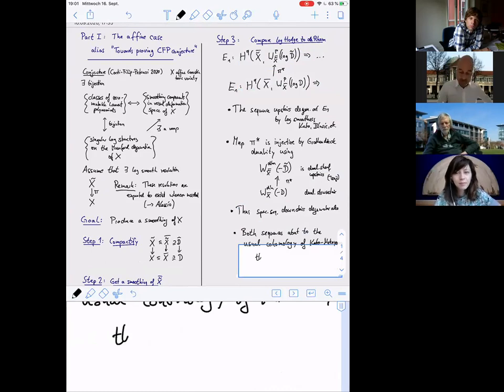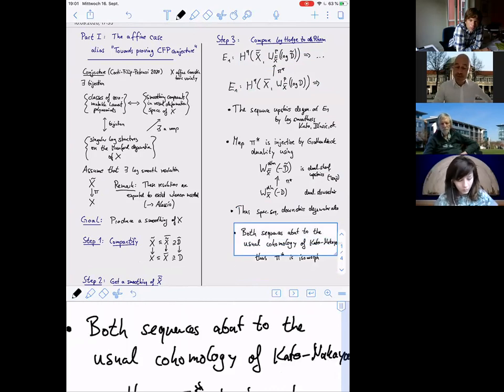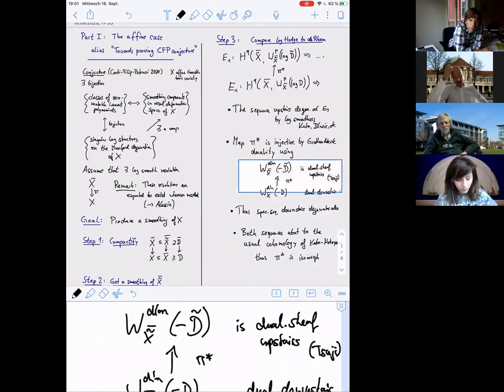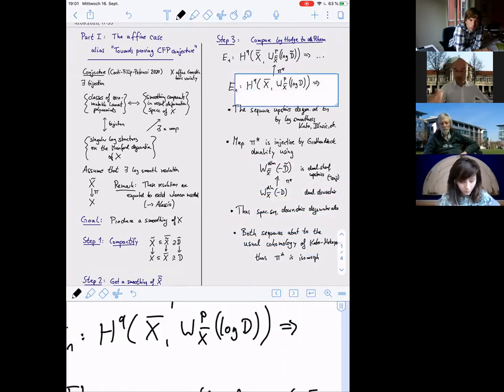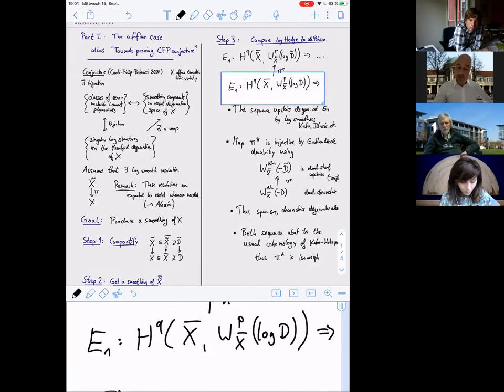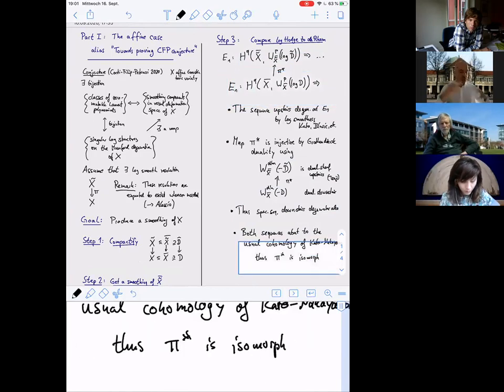Thus, to be completely honest with you, it's not proved yet that the sequence downstairs abuts to that Kato-Nakayama space also, but I'm sort of confident I can prove it. One needs to extend some work of Ogus to get it done, but I think it's just a technical thing. Okay, so once you have that, you get this. That is an isomorphism.